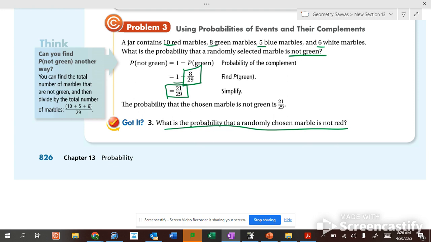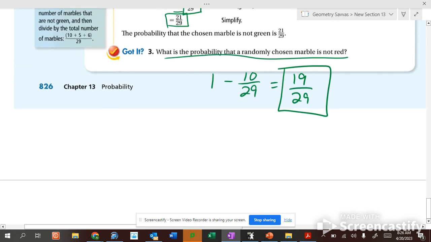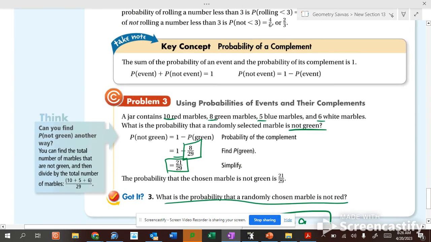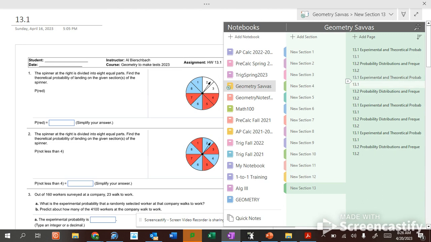Well, how many red ones are there? 10. So 1 minus 10 over 29. Well, 1 is 29 over 29. So what's 29 minus 10? 19 out of 29. There's a 19 out of 29 chance that the marble is not red. Not red. All right. Let me jump from there to there.